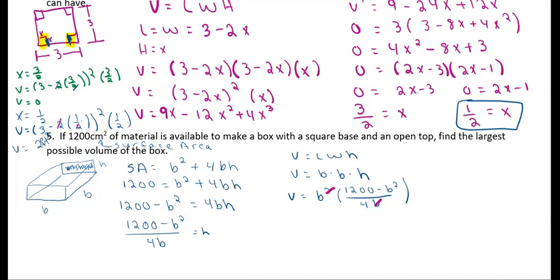And then I have V equals, so this 4 right here is going to look like 1/4 in the front. We have the B from right here, and then we have 1200 minus B squared. Well, that helped a little bit. Let's see if we can distribute. So that'll give us V equaling 1/4 of 1200 is 300, and then we have the B tagged along, so 300B. And then we have 1/4 B times negative B squared, so negative 1/4 B to the third.